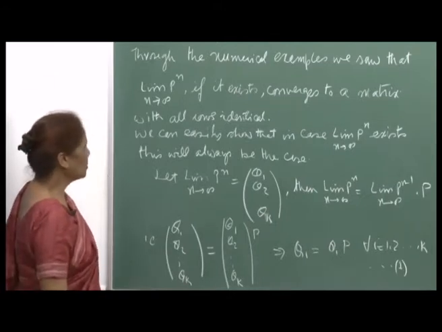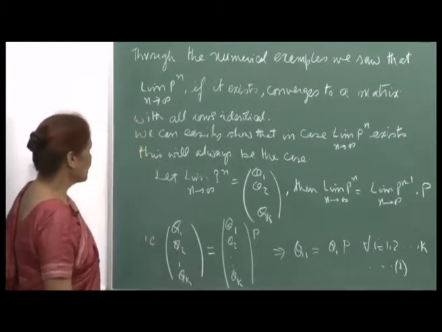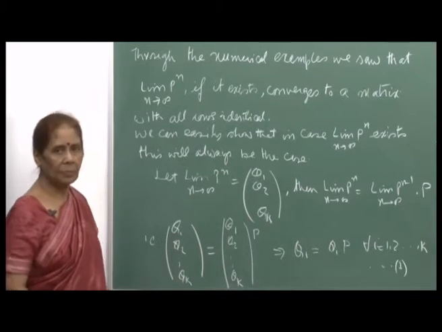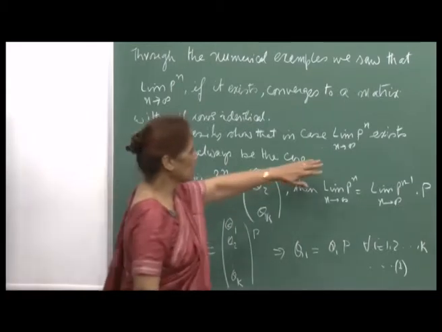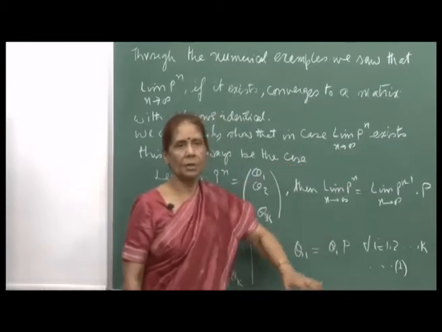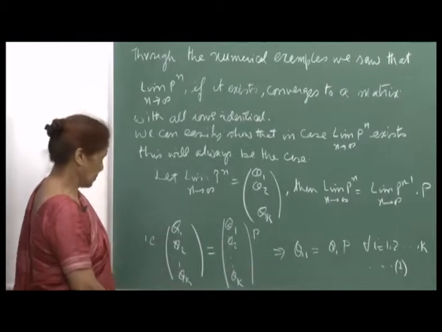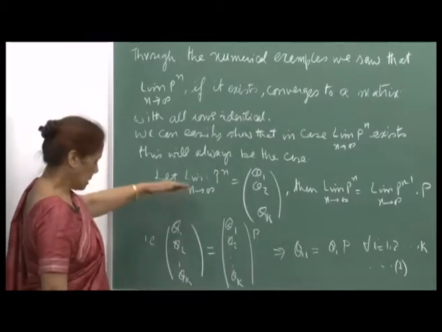So, we can easily show that in case limit P^n as n goes to infinity exists, this will always be the case. Whenever this limit exists, it will converge to a matrix whose rows are all identical. So, let us show this immediately, very easily.